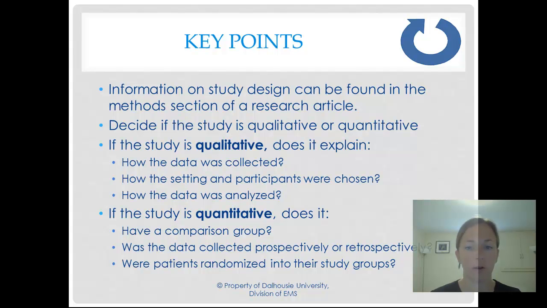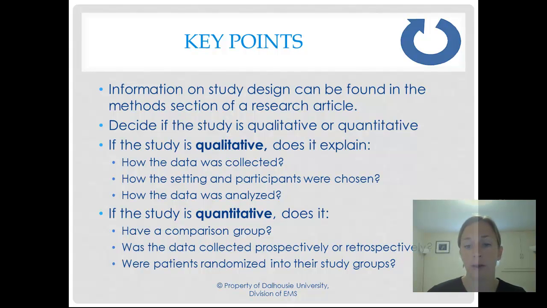If the study is qualitative, you want to know, how was the data collected? How did the researchers gather the information that they used in their study? How were the study setting and the participants chosen? This is very important in qualitative studies. The perspective of the participants is more important than the number of participants who participate. And finally, do the researchers describe how the data was analyzed in the qualitative research study? They need to adequately explain their methods around analyzing their data.